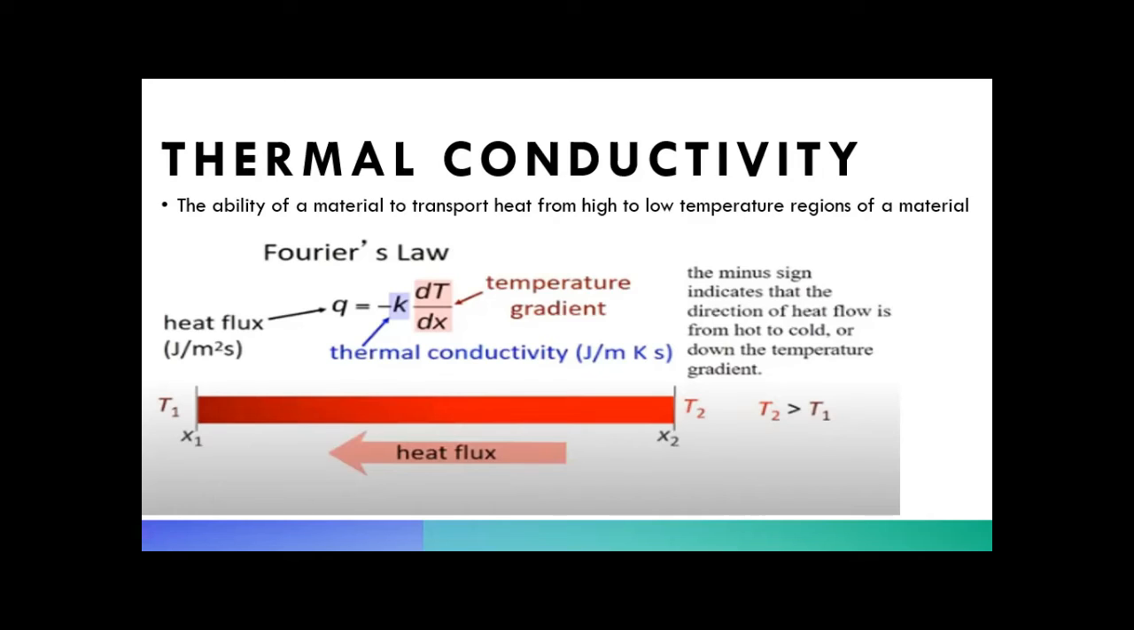So these are the units of q and k. The minus sign indicates that the direction of the heat flow is from hot to cold, or down the temperature gradient.